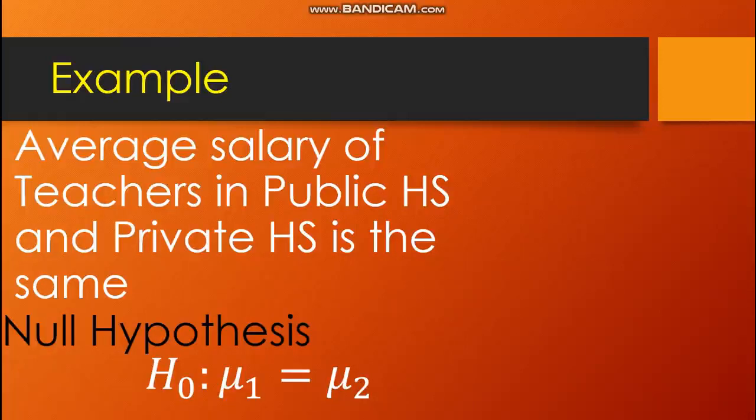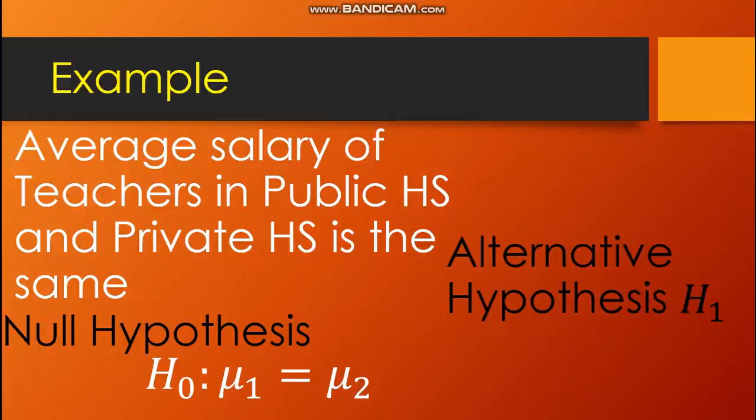And for the alternative hypothesis, this is the negation of the null hypothesis. So if the two means are equal for the null hypothesis, for the alternative hypothesis, the two means are not equal. So in symbol, we write for the alternative hypothesis, H sub 1, mu sub 1 is not equal to mu sub 2. So that is how to write the null and alternative hypothesis given yung ating dalawang parameters.